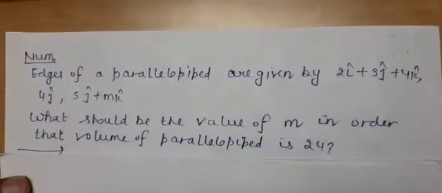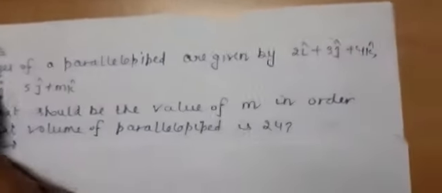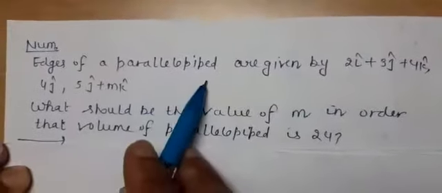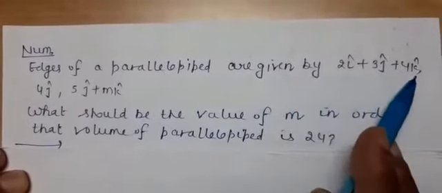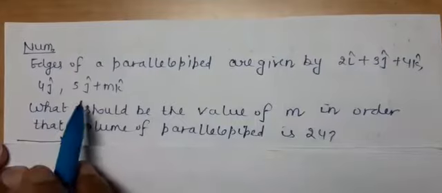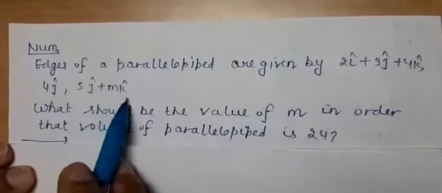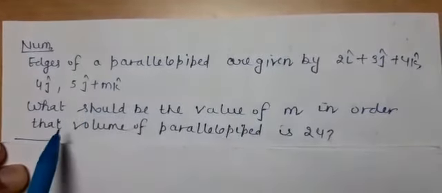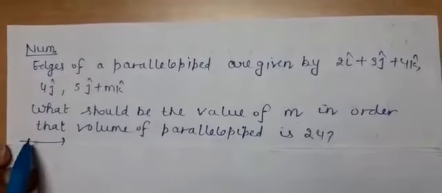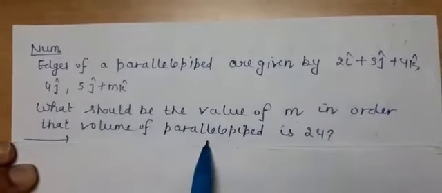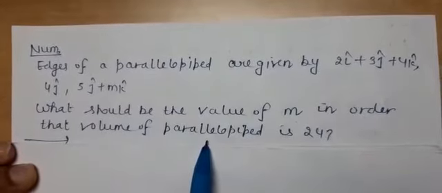One last numerical I am taking here. Edges of a parallelepiped are given by 2i plus 3j plus 4k, 4j, and the third one is 5j plus mk. So three edges have been given. Now what should be the value of m in order that the volume of the parallelepiped is 24?